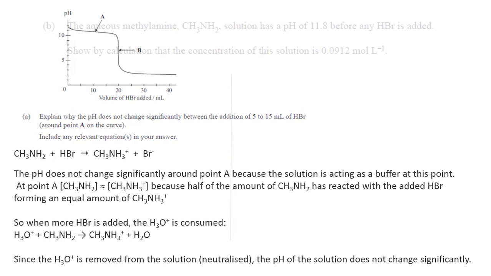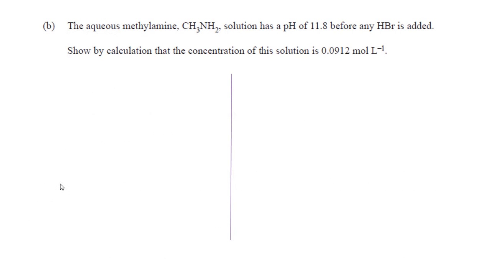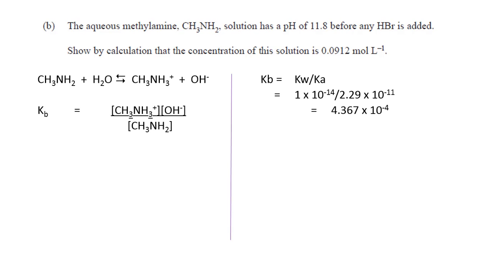In part B, the question reads, the aqueous methylamine CH3NH2 solution has a pH of 11.8 before any HBr is added. Show by calculation that the concentration of this solution is 0.0912 moles per litre. Okay, so the first thing here to have a think about is that methylamine is a base, so we need to write an equation for its dissociation in water.